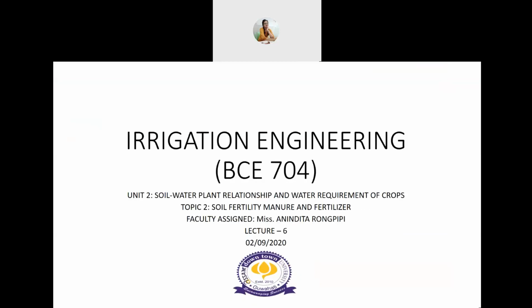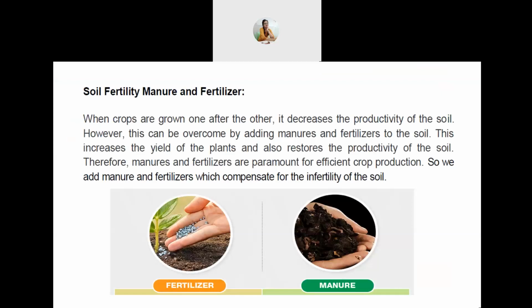Good morning, students. We will continue with Unit 2, Soil-Water-Plant Relationship and Water Requirement of Crops. Topic number 2 is Soil Fertility, Manure and Fertilizer. Soil fertility, manure and fertilizer.